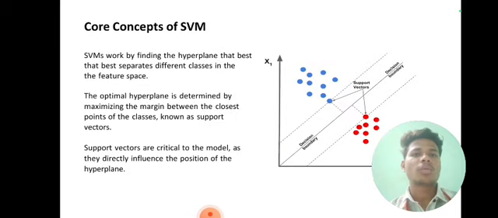The next slide is core concepts of SVM. SVMs work by finding the hyperplane that best separates different classes in the feature space. The optimal hyperplane is determined by maximizing the margin between the closest points of the classes, known as support vectors. Support vectors are critical to the model as they directly influence the position of the hyperplane. To see the diagram, the graph of support vectors, decision boundaries in x1 and x2.